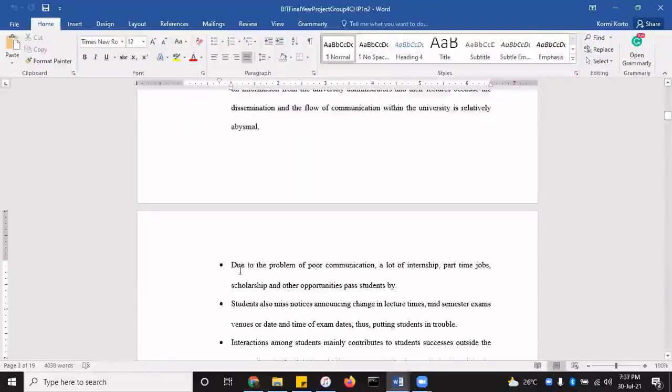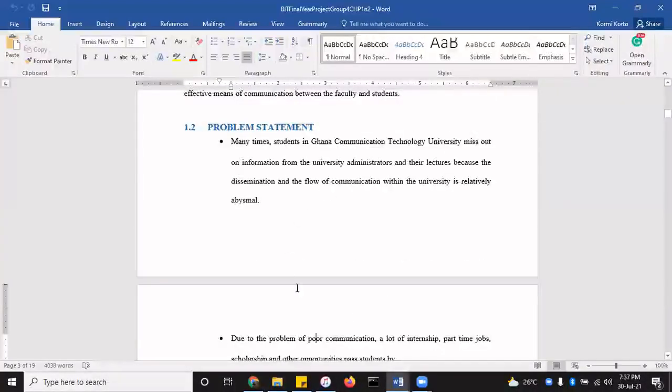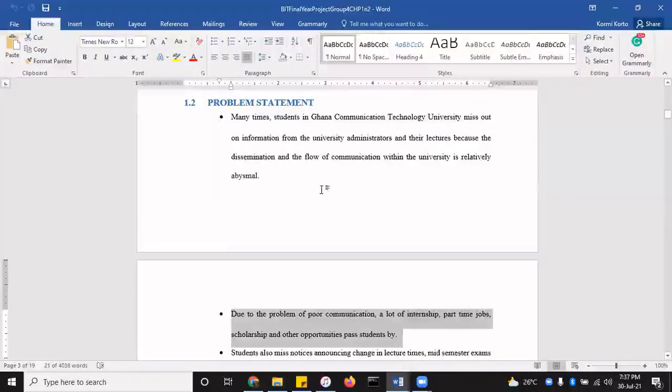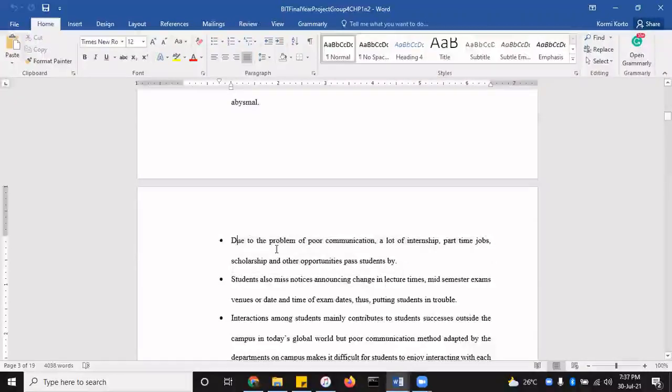Now let's move on to the second one. Due to the problem of poor communication, a lot of internships, part-time jobs, scholarships, and other opportunities pass students by. This still falls under information flow being poor. So this technically is not a problem statement. He's just talking more about the fact that we have poor information flow between students and the university authorities. So this is not even relevant.